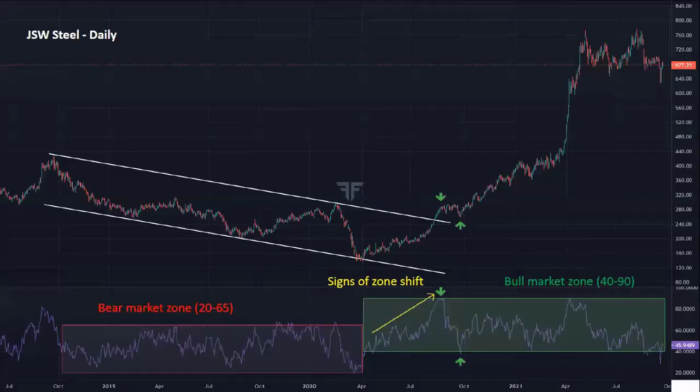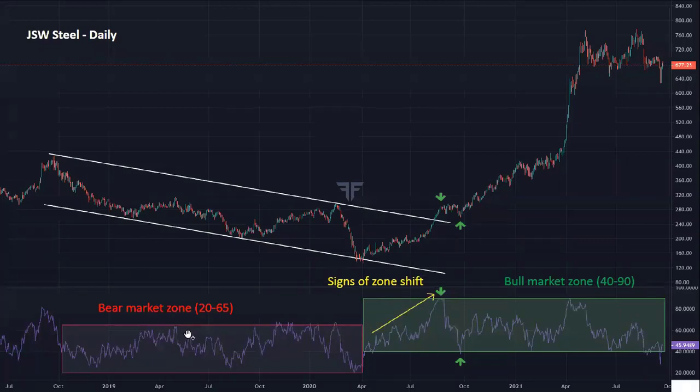Now, this is the daily chart of JSW Steel. As you can see from the leftmost region of the chart, the stock has been in a steady downtrend. And if you look at the bottommost region, when JSW Steel was declining, you will see that the RSI was moving within a band of 20 to 65. So during this entire downtrend, the RSI was fluctuating within this band.